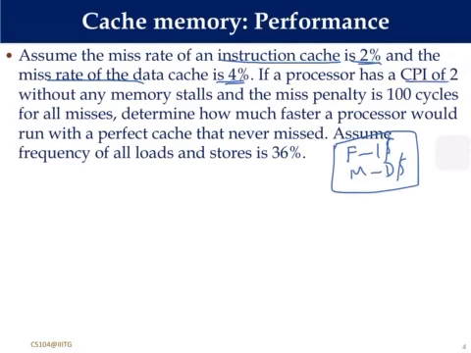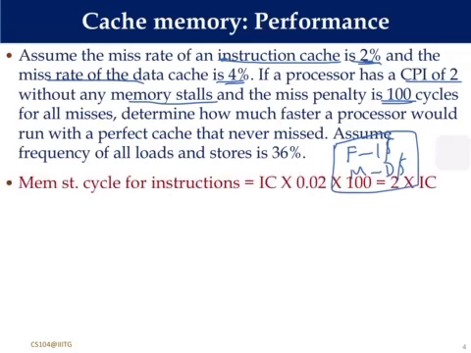A processor has a CPI, cycles per instruction, of 2 without any memory stalls, and you are also given the miss penalty. Now the question is, what will be the memory stall cycles for the instruction cache as well as for the data cache? We are given that the instruction cache has 2% miss rate.